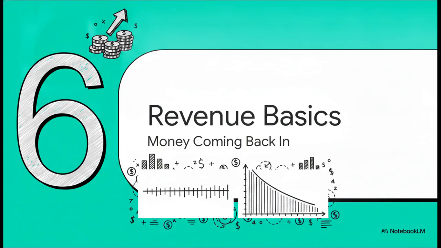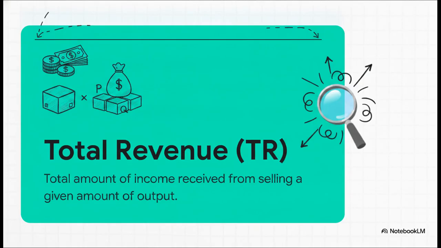Which brings us to our final part, Section 6, Revenue Basics. We've thoroughly mapped out how money leaves a firm. Now let's look at how it comes back in. This is a masterclass comparison, because revenue completely transforms depending on the market structure. Let's imagine a massive split screen. On one side, perfect competition, where a firm has constant prices. On the other, imperfect competition, where a firm has to drop prices to sell more.